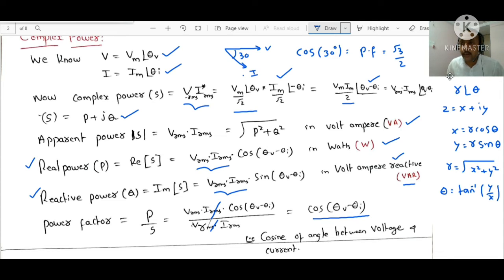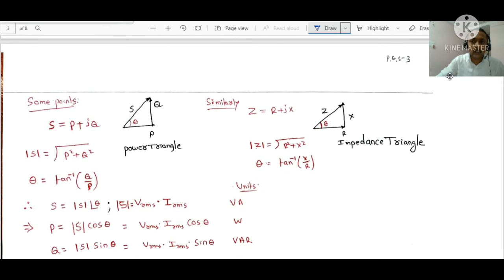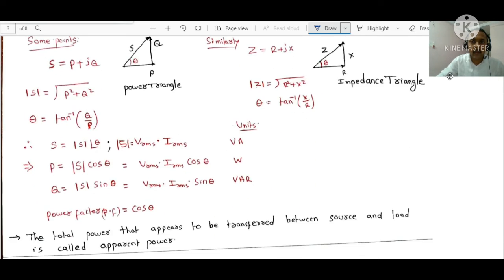It is nothing but the angle difference between the voltage and current. Cosine of the angle between voltage and current is nothing but our power factor. Clear? Next. Now just like in the previous discussions we have seen the impedance triangle, we also have the power triangle. Very, very important.